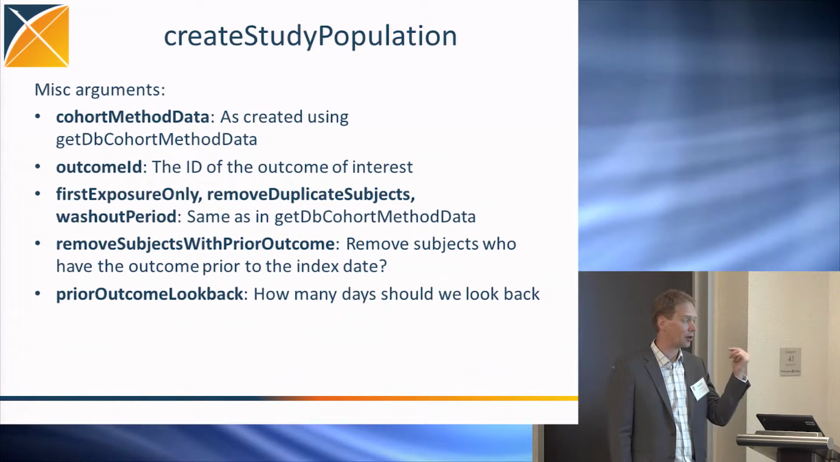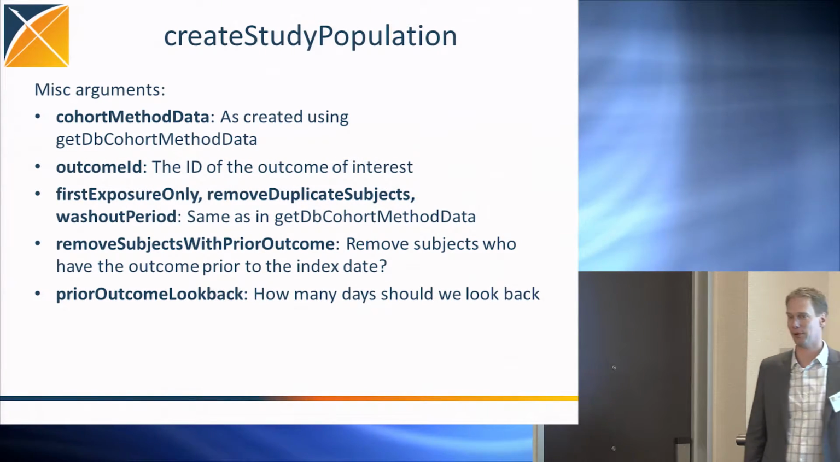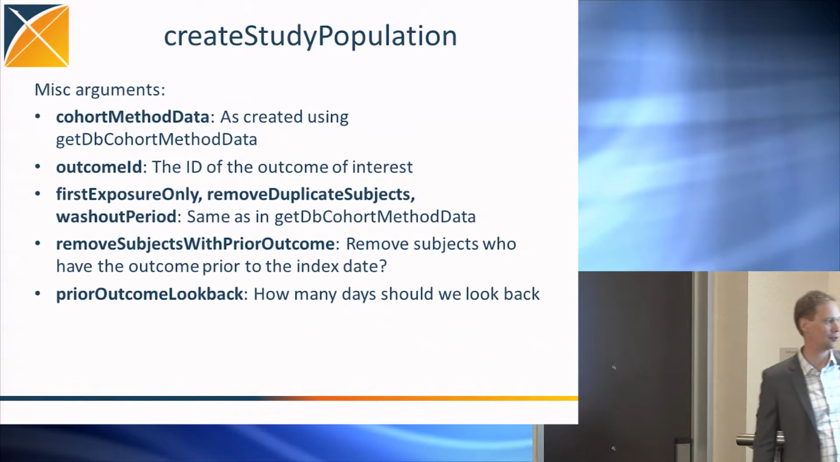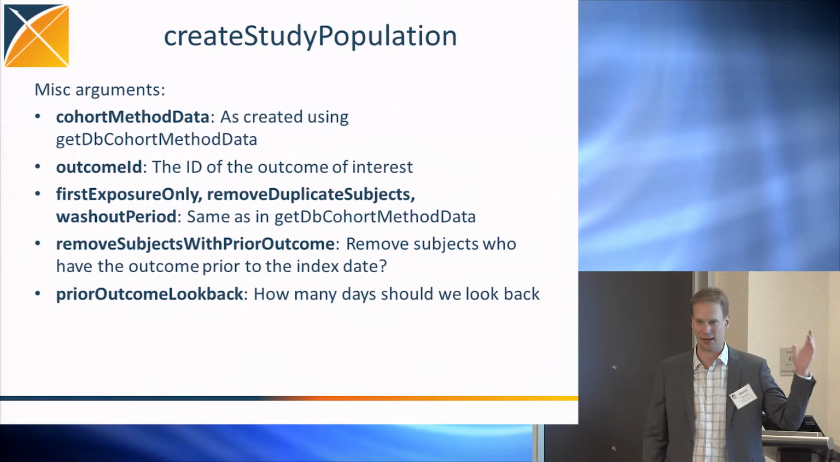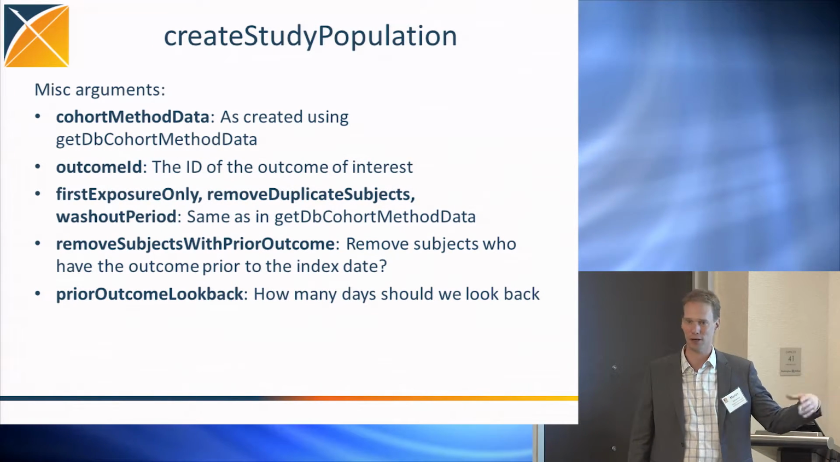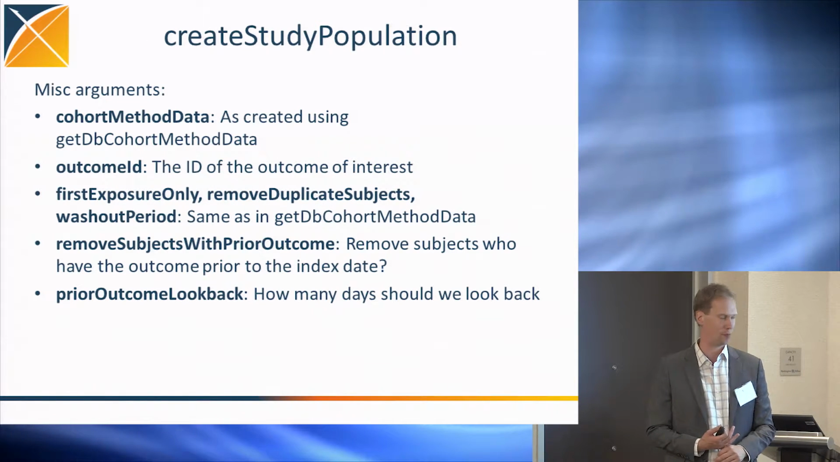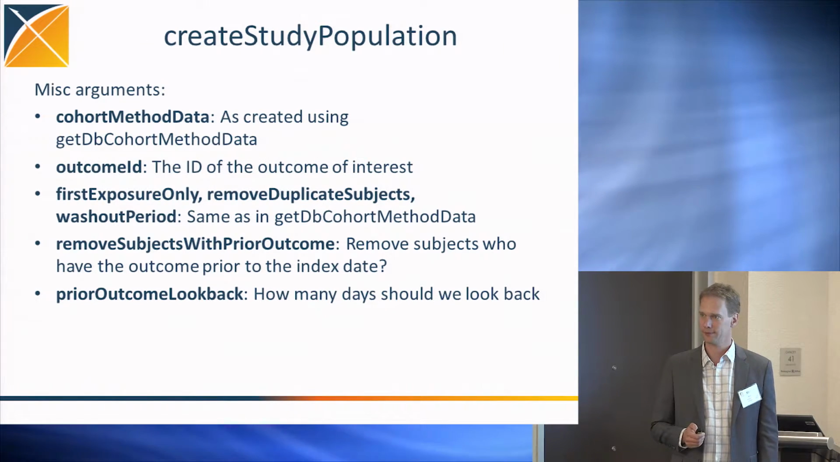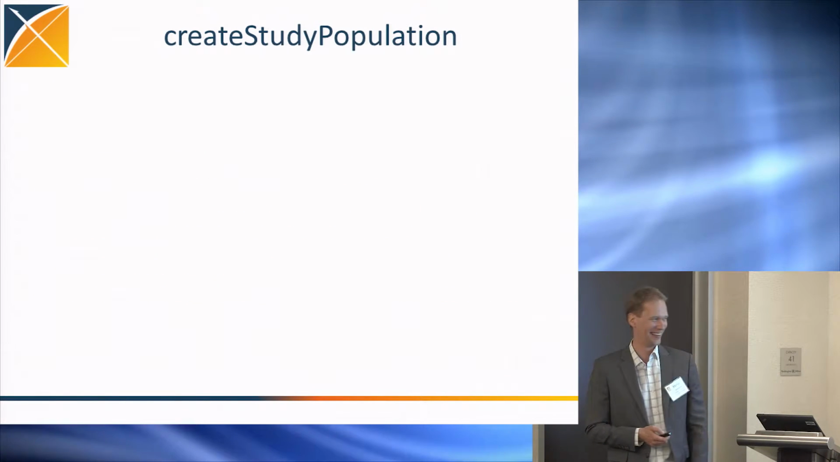Another argument is prior outcome look back. If you say remove people that had the outcome before, you can also specify how many days you're going to be looking back. Usually we just have that at 99999, so any time before. But you could say, okay, if they had it in the last 30 days, I want to remove them. Wait until those 40-year studies start happening. So that magic number is going to bite us.